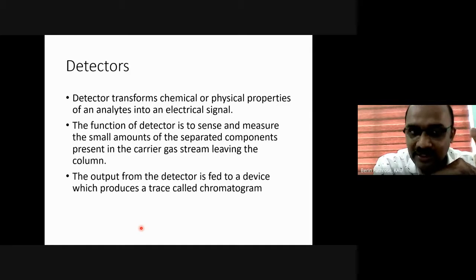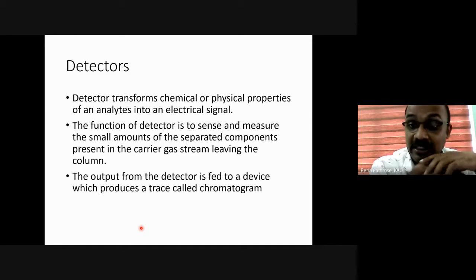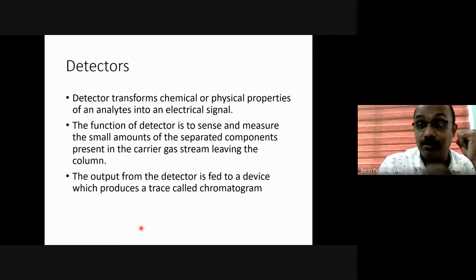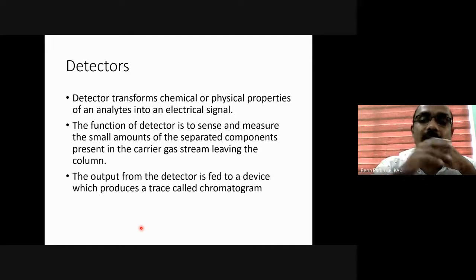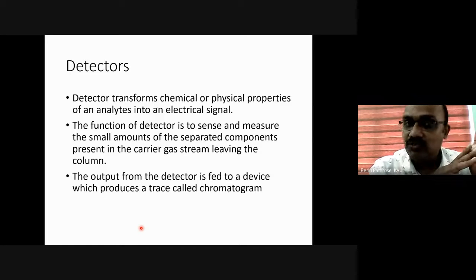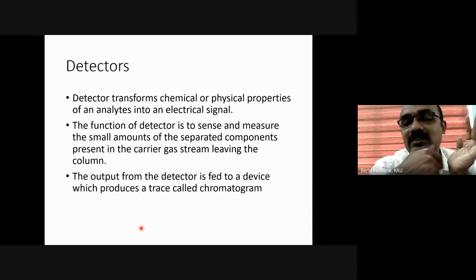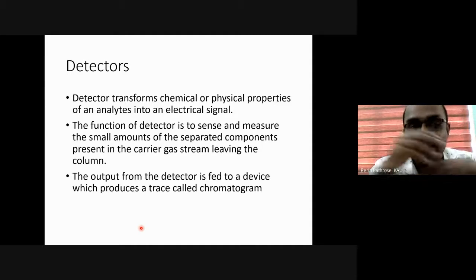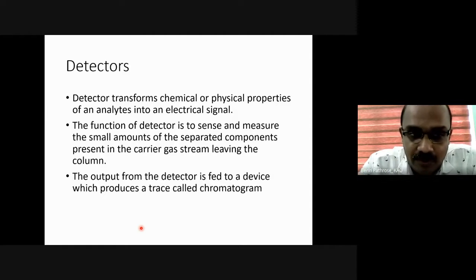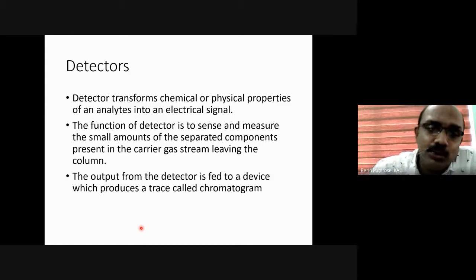So the function of the detector is to transform the chemical or physical properties of the analytes into electrical signals, because electrical signals are the easiest to measure. Even a very fine change in a current can be easily detected. So the detector transforms the chemical or physical properties of the analyte into an electrical signal. I will discuss how these chemical and physical properties get transformed into a signal once we discuss the individual detectors. So the function of the detector is to sense.